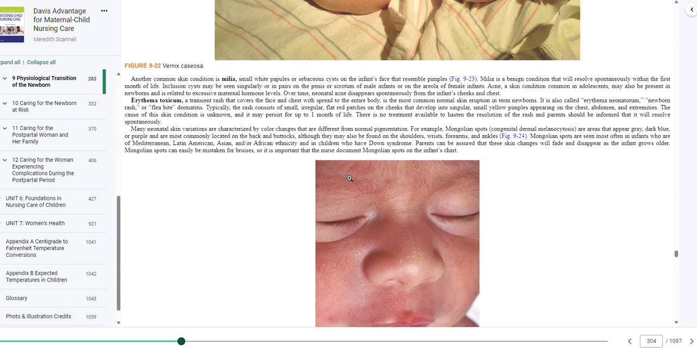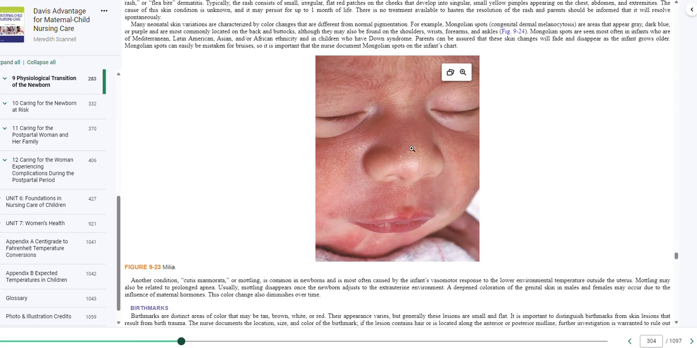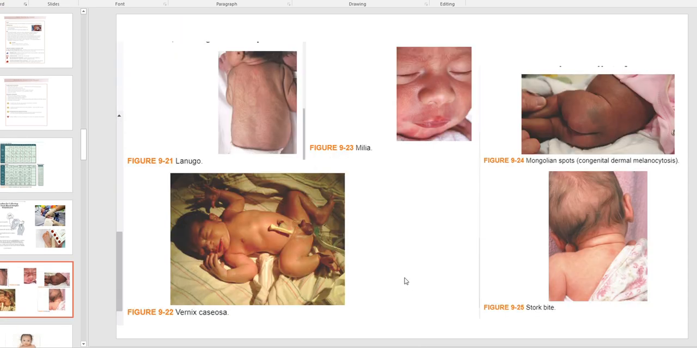Okay, milia are tiny little white dots on the skin. Please educate parents and family members that this is normal. Okay, they don't need to be popped or mashed or squeezed, anything like this. You can harm the baby's skin and set the baby up for infection, so don't touch those. Okay, some more pictures. All right.